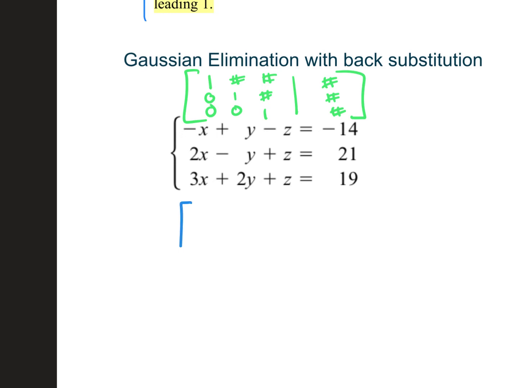All right, so my augmented matrix is going to have what for the first row? What are my coefficients? Negative 1, 1, negative 1, and negative 14. What's the second row? 2, negative 1, 1, and 21. And the third row? 3, 2, 1, and 19.